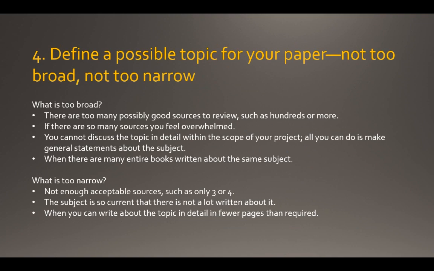Step number 4, define a possible topic for your paper, not too broad and not too narrow. Well, okay, but how do you know if something's too broad or too narrow? There are some red flags that will indicate to you that your subject is either too broad or too narrow. If, for instance, there are too many possibly good sources to review, such as hundreds or more, or there are so many sources that you feel overwhelmed, that's a good key to indicate that your topic is too broad. If you cannot discuss the topic in detail within the scope of your project, that all you can do is make general statements about the subject, that's another indication that your subject is too broad.